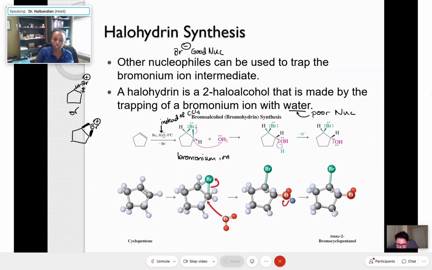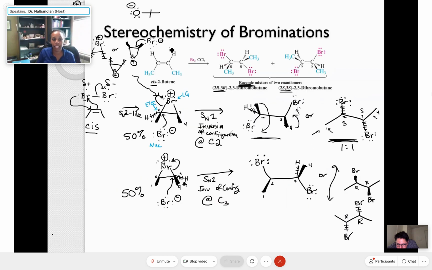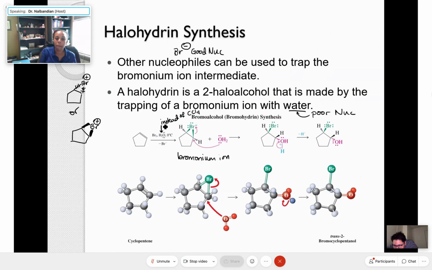When we had, so let me just go back to remind you, when we had this acyclic alkene, we showed the stereochemistry of the two methyls, right? We did wedge dash with the methyls. Acyclic alkene, we ended up with wedge dash for the methyls. But here, when we have a cyclic alkene, then we do wedge dash with the bromine of the bromonium ion. So two different scenarios to show the stereochemistry.